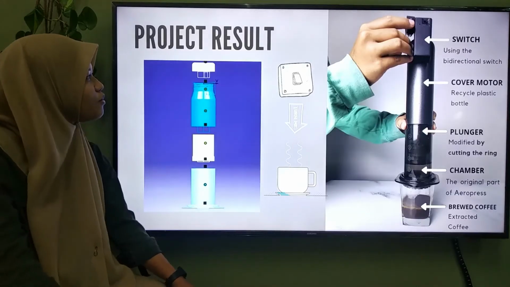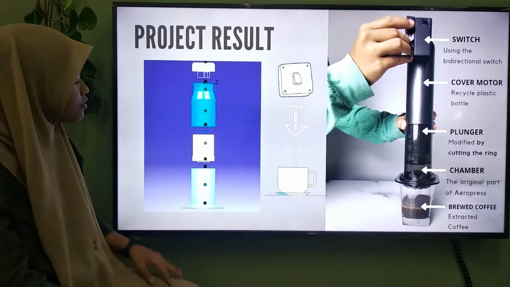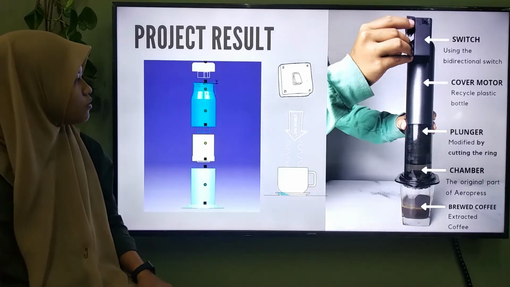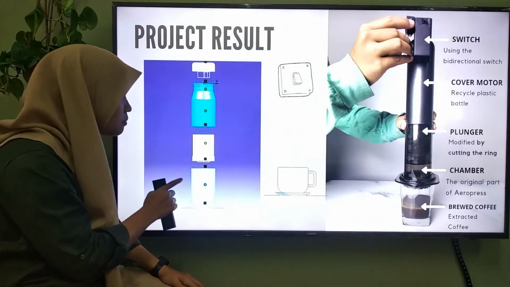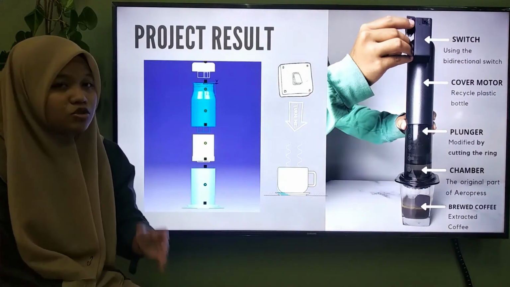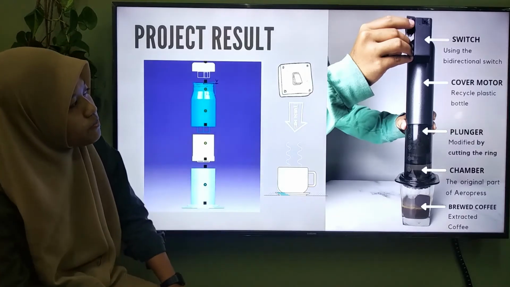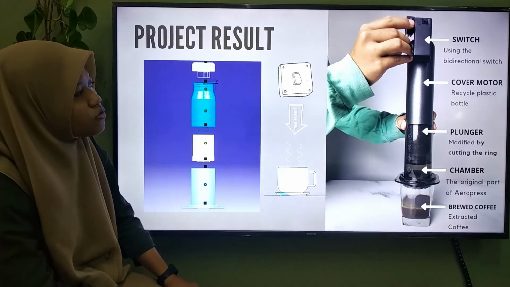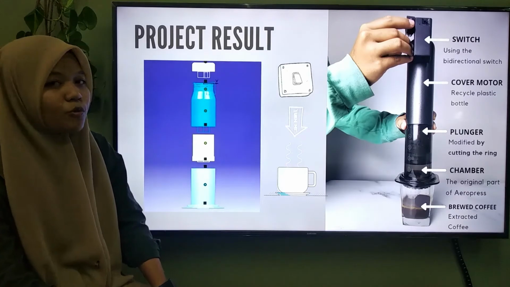Okay, so for the project result, this is the result that I produced. This one is drawing from CATIA V5, which is the cover for the linear actuator, this is the plunger, and this is the chamber. And for the actual product or the prototype, you can see in the right picture, which is the switch. I use a bidirectional switch, so I can allow two movements, which are forward and reverse.